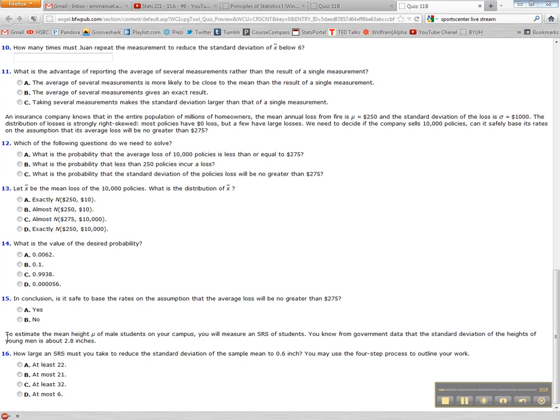All right, so it says to estimate the mean height mu of male students on your campus, you will measure an SRS of students. You know from government data that the standard deviation of the heights of young men is about 2.8 inches. How large an SRS must you take to reduce the standard deviation of the sample mean to 0.6 inch? You may use the four-step process to outline your work.